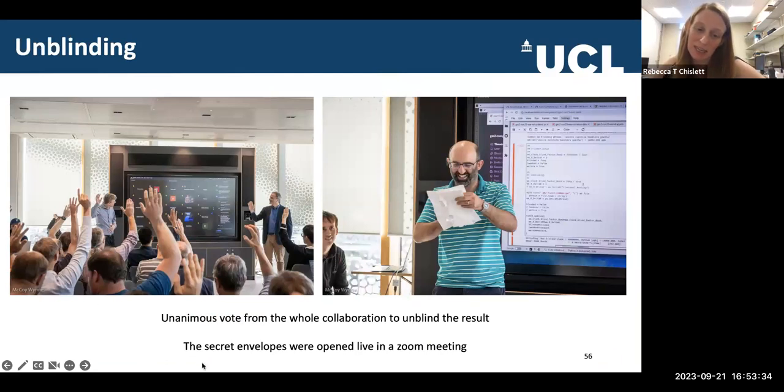So this is at Liverpool, where we had our collaboration meeting. It has to be a unanimous vote from the whole collaboration. As you can see, everyone agreed. And then this is James Mott, who was the analysis coordinator for run 2 and 3, opening the envelopes to see what the value actually is, so that we could put that in and see what the final result actually is.